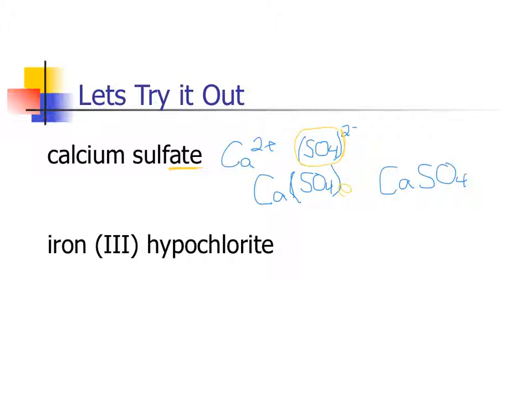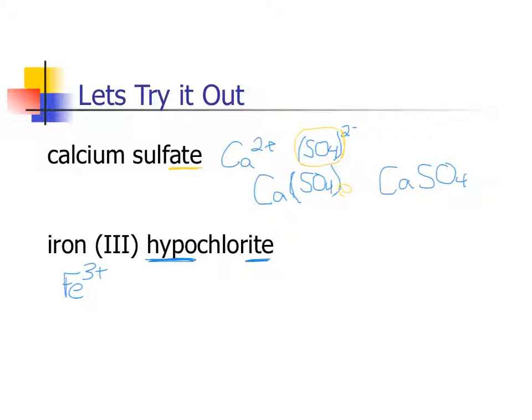Next one, iron 3 hypochlorite. Iron 3 means that I have a Fe with a 3 positive charge. It's written first, so it's a cation. Not only that, all of them are cations, especially if they're written first, and transition metals. Now what we have also happening here is we have again a polyatomic ion with the ITE, but it has a prefix, so we need to be careful on which one we choose.